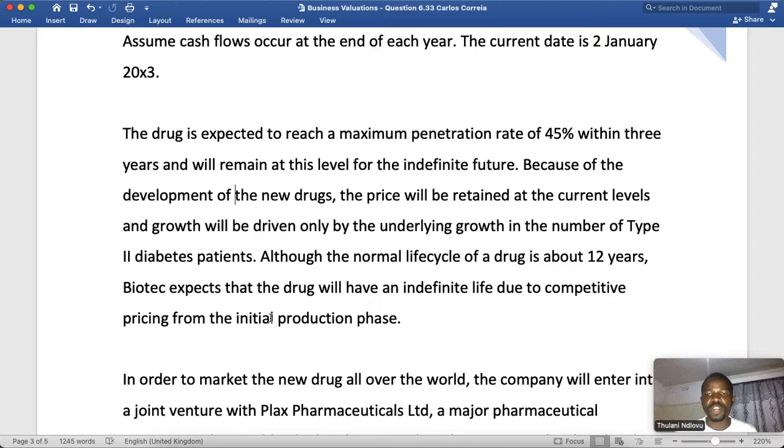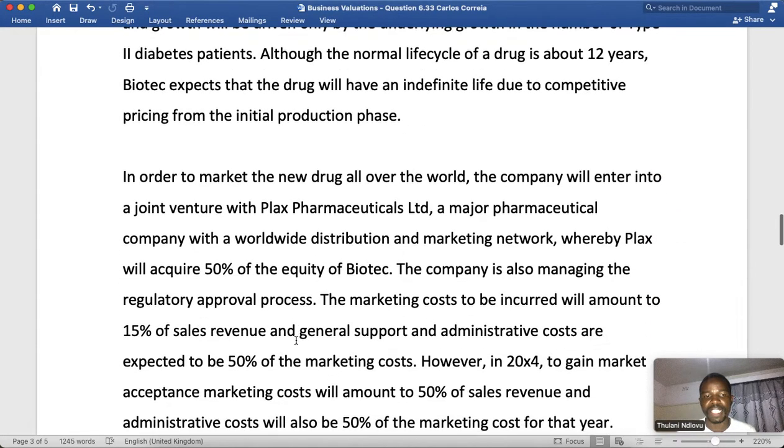Because of the development of the new drug, the price will be retained at the current levels, and growth will be driven only by the underlying growth in the number of type 2 diabetes patients, as the patients will be increasing by 8% per year. Although the normal life cycle of a drug is about 12 years, biotech expects that the drug will have an indefinite life, which is a perpetuity, due to the competitive pricing from the initial production phase.